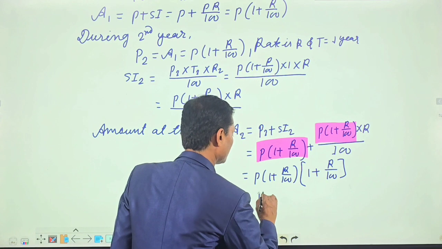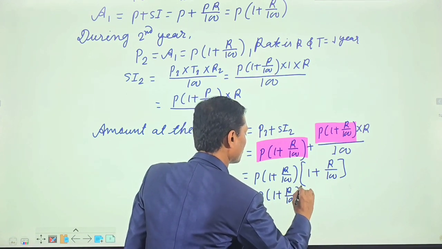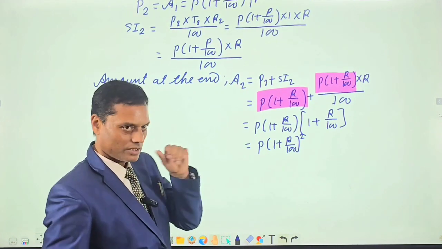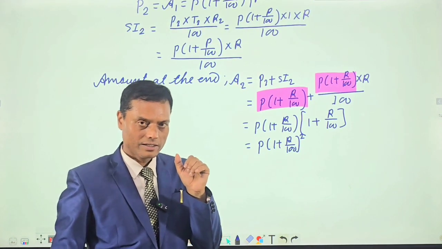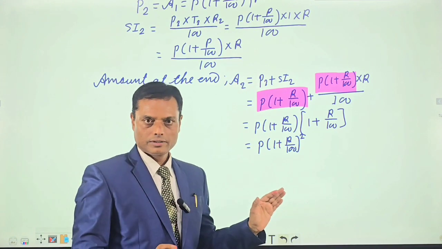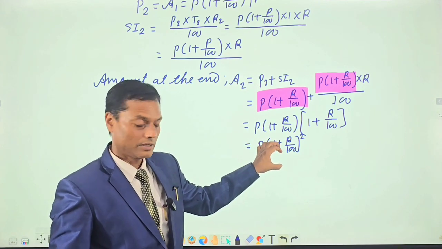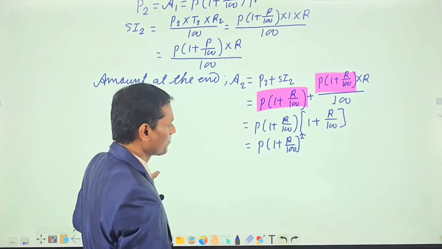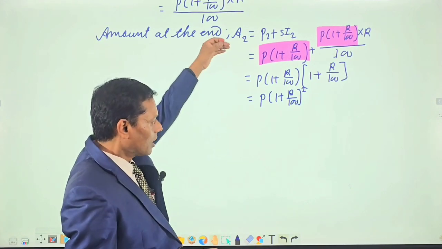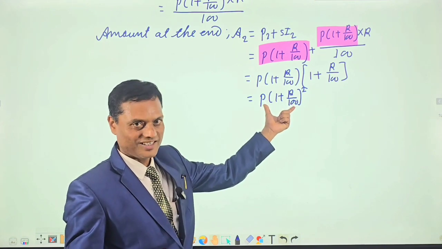So we can write here P times (1 plus R over 100) squared. That is the amount at the end of the second year, isn't it? Now I'm going to show you, if the time is 3 years, at the beginning of the third year, that will be the principal.